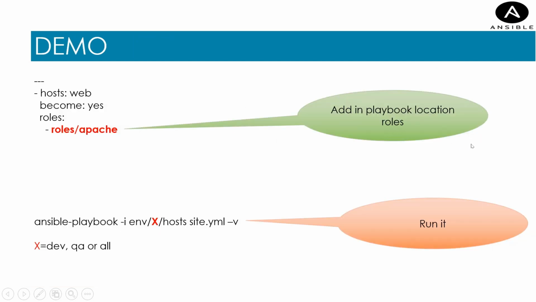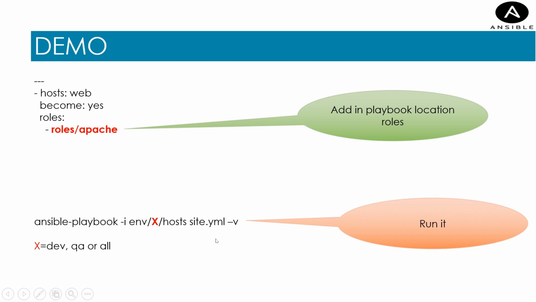So what we need for this demo is one playbook, where we have web as the host, and then sudo, we need a root user, so we just have to set become yes, so it will be considered as root. And then I have already defined one role, which is Apache, and we are going to use that in that playbook. And then we have to call ansible-playbook space -i and the name of the inventory folder, and inside that we have development, QA, or all, and then hosts, and then site.yml -v.